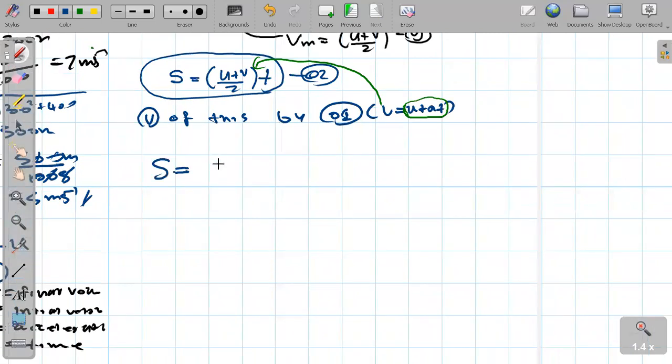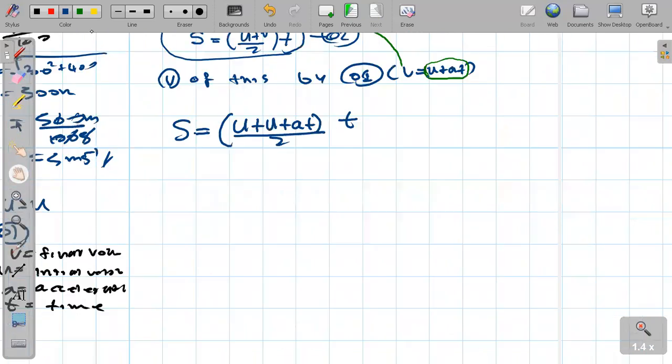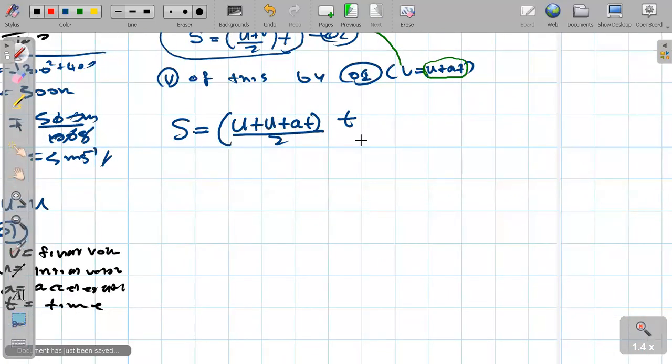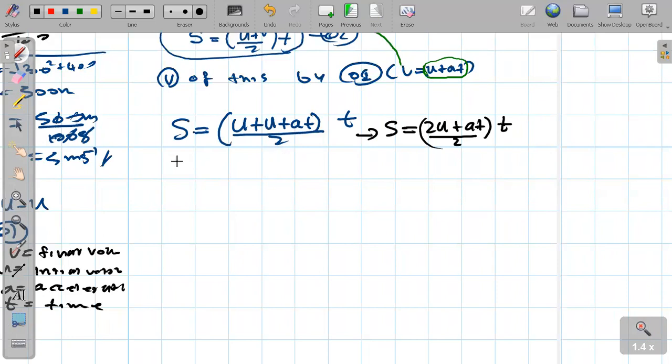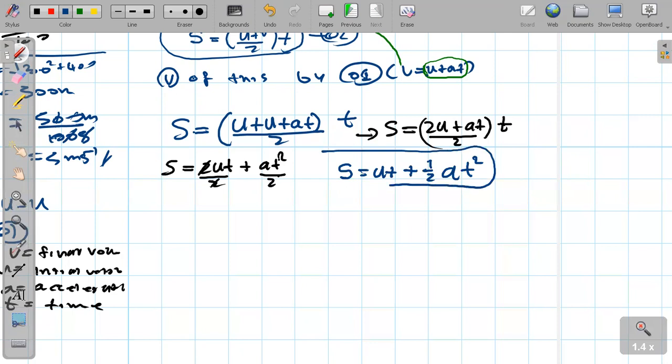Now what I'm going to do is S equals to, in the equation U is there. Now V is going to be U plus AT, another U plus AT over 2 times T. Now I'm about to expand the bracket. Before that, I have to solve the bracket by the BODMAS method. 2U plus AT over 2 times T. So it is going to be S equals 2UT plus AT square over 2, over 2. 2 and 2 cancel off. Finally, my equation becomes S equals UT plus half AT square. Equation number 3.